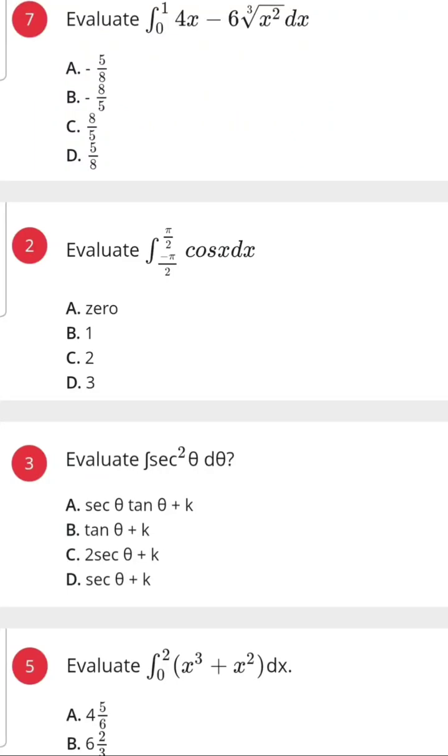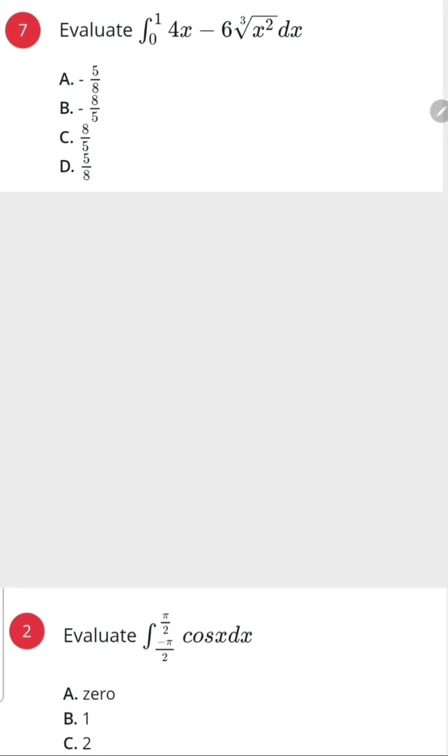Hello, students. So today is about integral calculus. I'm going to be talking about definite integrals too, which you could see in the seventh and fifth question. So follow me and see what I'm going to do.